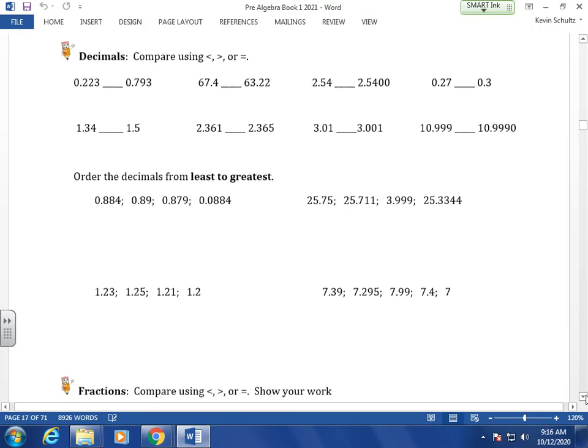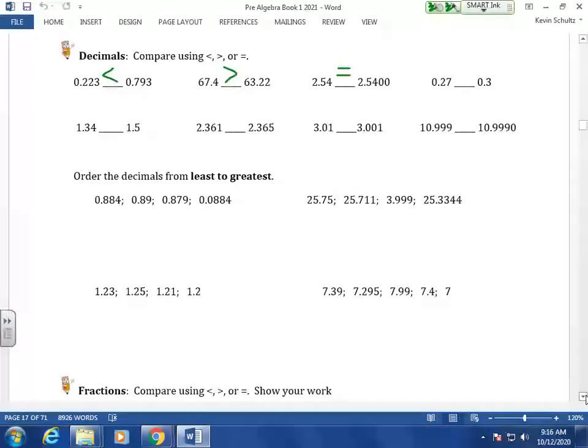Decimals, we talked about the stacking method. And the stacking method is a way, particularly with these last 4 here, to help you easily identify place value, okay? And just kind of use that to determine the order of greatness. 0.223 is less than 0.793. 67.4 is greater than 63.22. 2.54 is equal to 2.5400 because those extra zeros, they can be added forever, not change the value. 0.27 is less than 0.3.